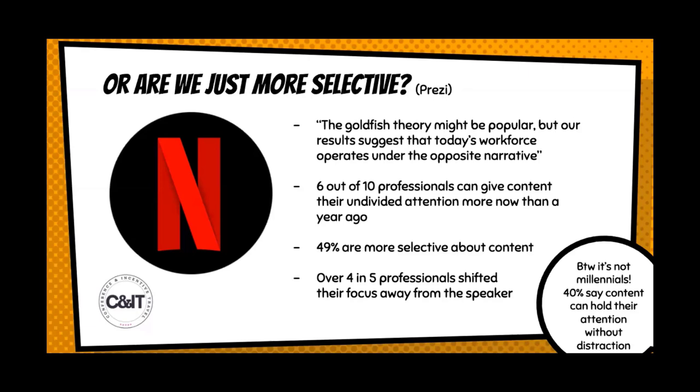And just to say, they broke this down based on demographic of age, and it wasn't millennials. Everyone loves to blame millennials and say, oh, attention spans, it's all those millennials, they just won't pay attention. But actually it was found that 40% of millennials said that good content can hold their attention without distraction for a long time, versus 35% from Gen X and 31% from baby boomers. So actually their attention spans are potentially higher.